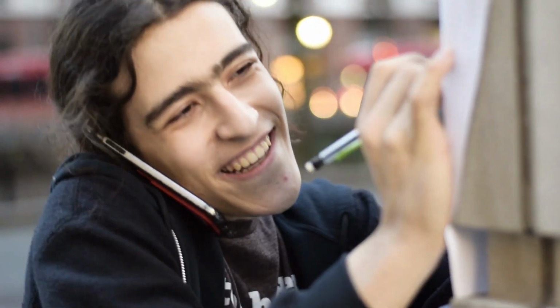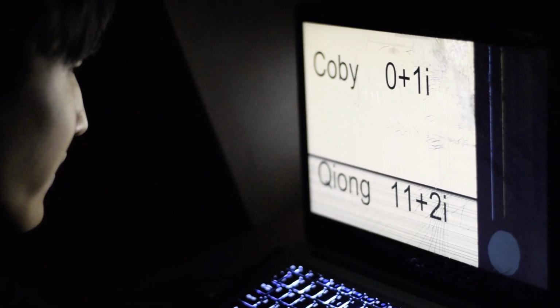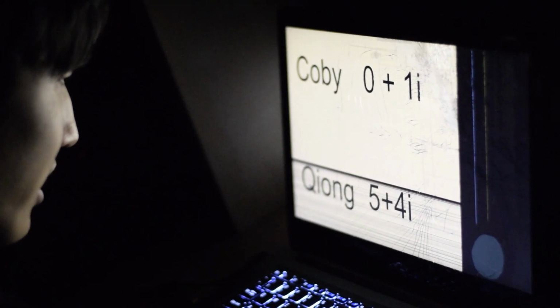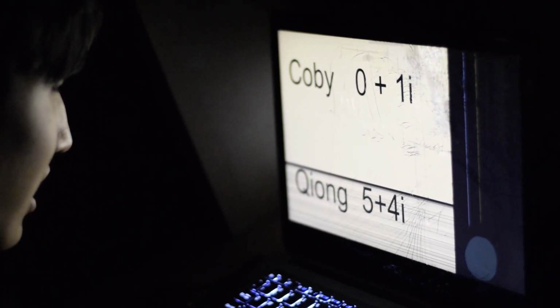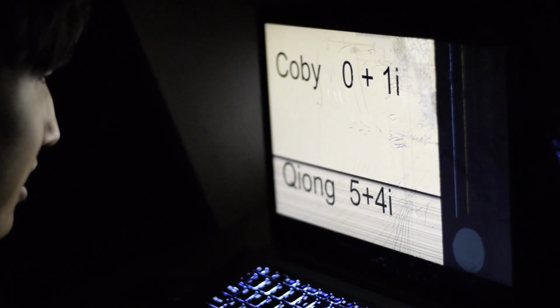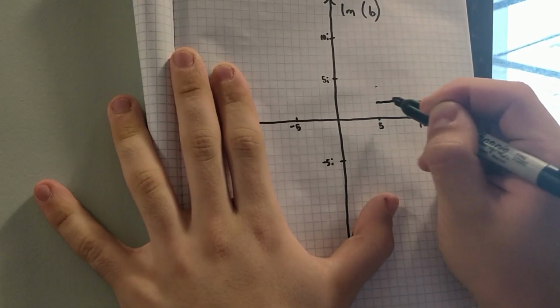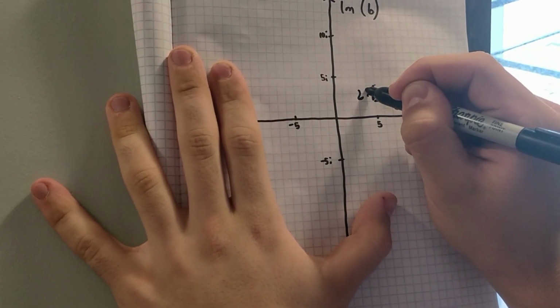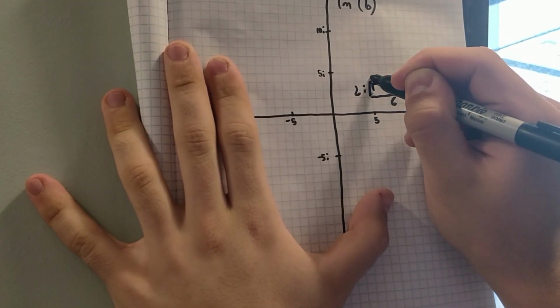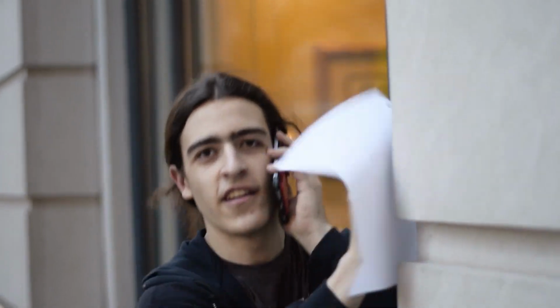Oh, I get it! Kwong was just at the location 11 plus 2i, but he's moving, so now he's at 5 plus 4i. So if we subtract that from 11 plus 2i, we get that he translated by negative 6 plus 2i. Alright, let me graph this. He was at 11 plus 2i, but he translated his location by negative 6 plus 2i to 5 plus 4i. So I'll have to run in this direction to find Kwong. You got it? Got it.